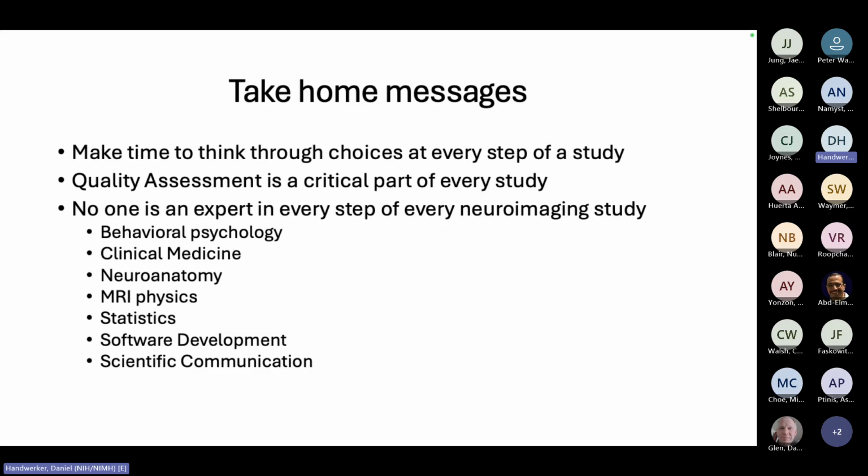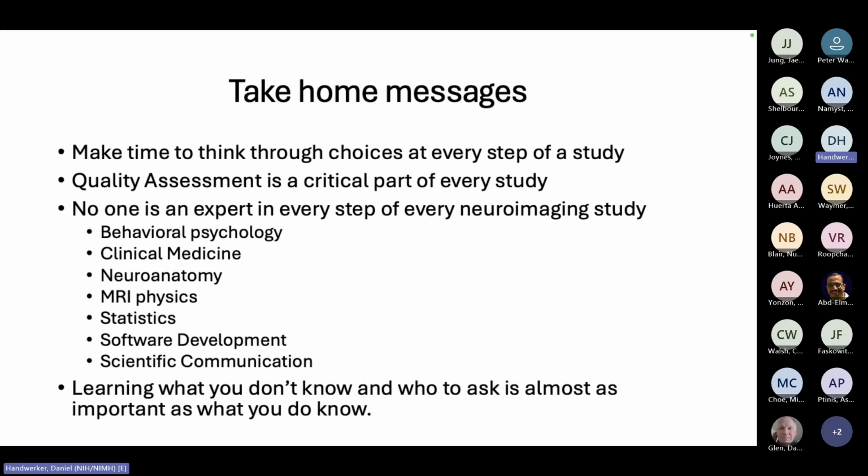But just generally, no one is an expert in every step of the neuroimaging study. You've had the physics lectures before mine, but to do a good fMRI study, on some level you're going to be hitting behavioral psychology, clinical medicine, anatomy, physics, stats, software development, communication. None of us is a genuine expert in all of these. Some of us have gotten passably good at all of these and have strengths in some of them, but none of us is an expert in all of them. So if there's any message to take home, learning what you know and don't know is almost more important, and knowing how to ask is almost more important than what you do know. That's it, so thank you very much. Any questions?